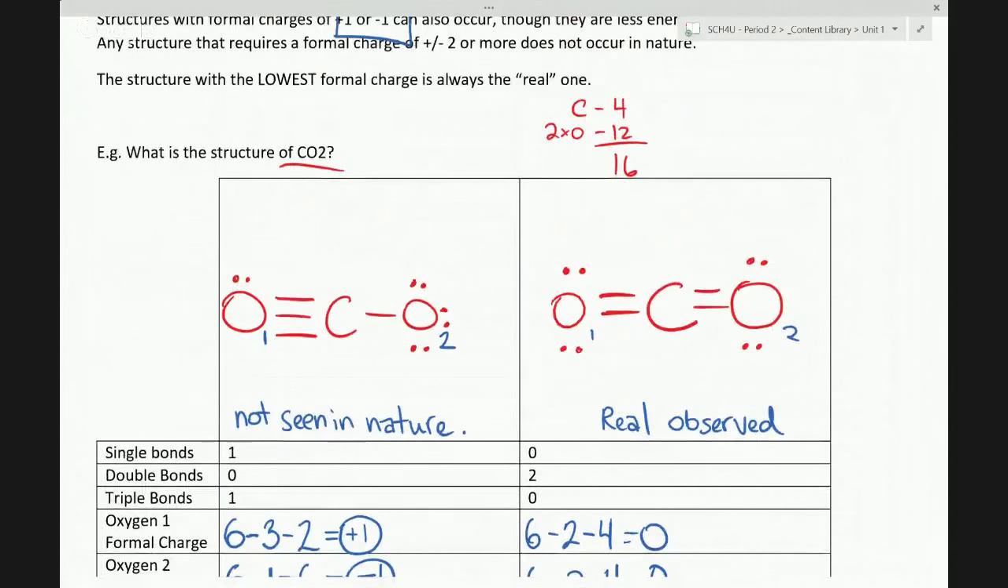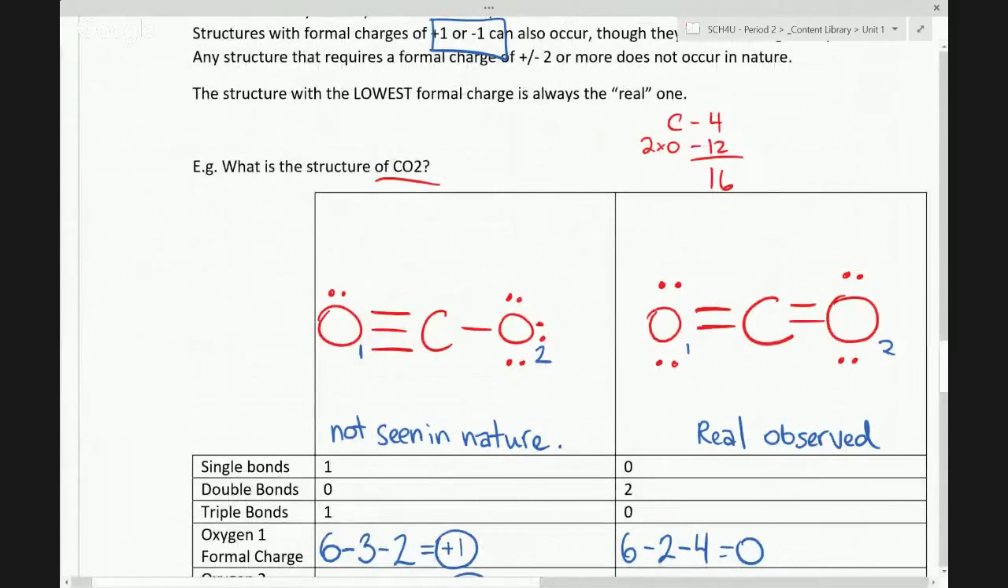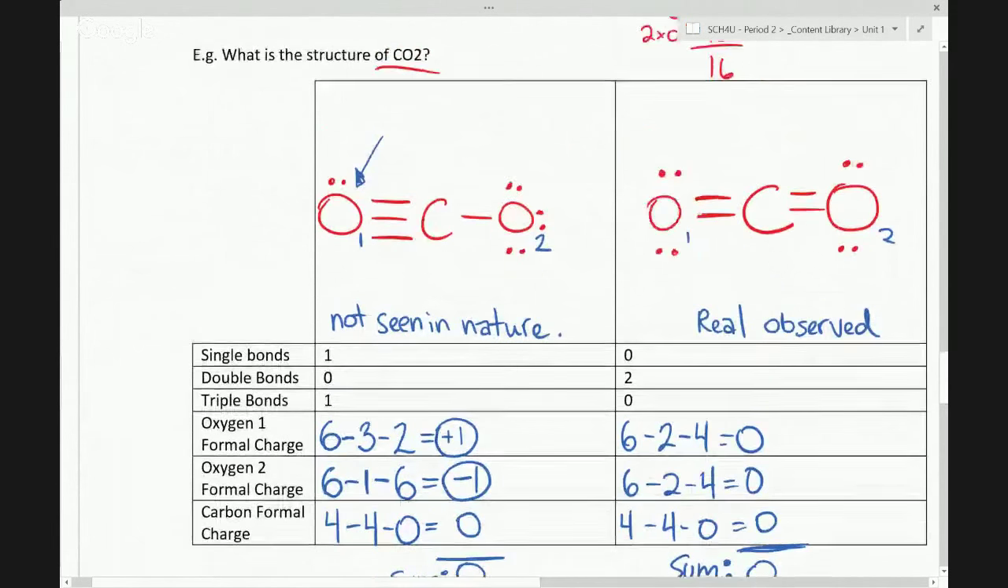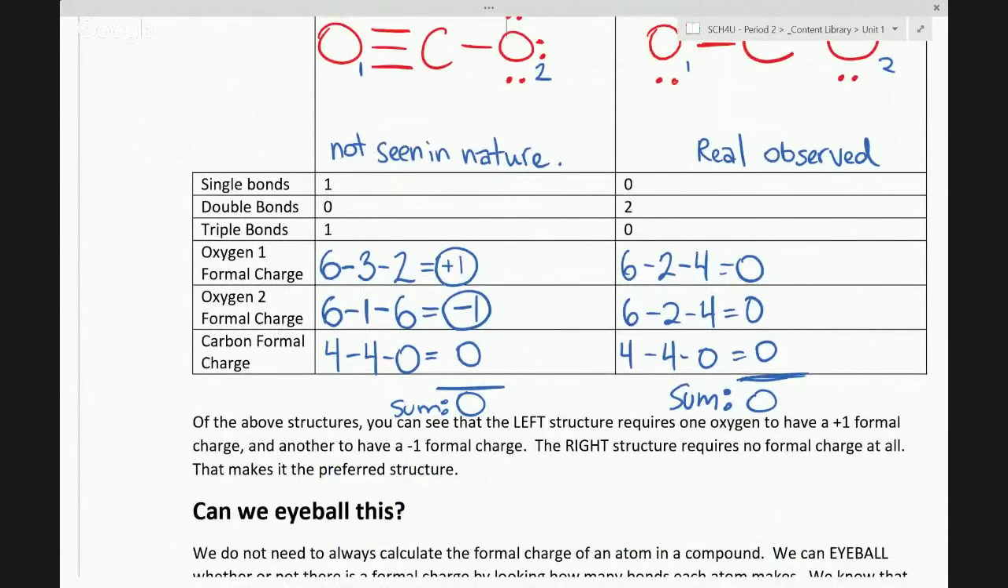Really quickly, looking at this, you can tell that nothing here is going to have a formal charge, because both oxygens are making 2 bonds, which is its regular carrying capacity, and carbon is making 4 bonds, which is its regular carrying capacity. Whereas on this side, you can see that the carbon won't have a formal charge because it's making 4 bonds, but that this oxygen is making 1 bond too many, and that's going to end up giving it a formal charge of +1, and that this oxygen is making 1 bond too few, and that's going to end up giving it a formal charge of -1. Right? We can eyeball it. We don't actually have to sit down and calculate it every time.